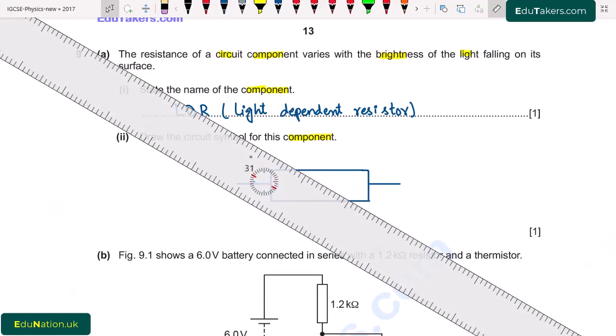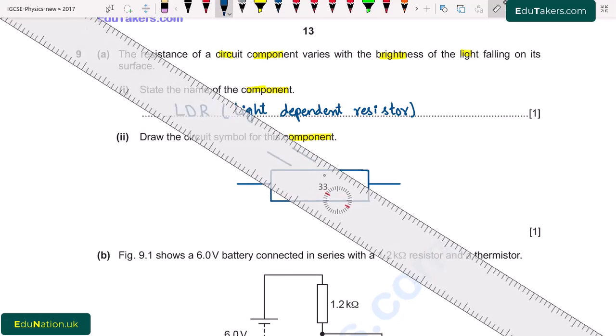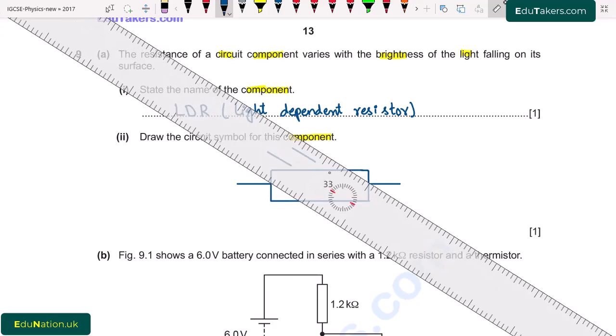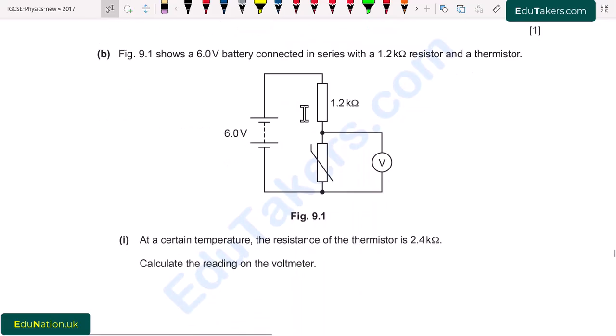And also we have to show that light is falling on it. So this is LDR. Going towards the next part, B.